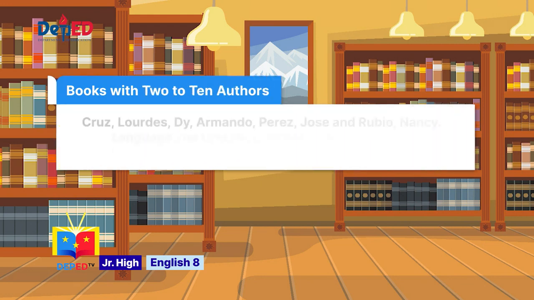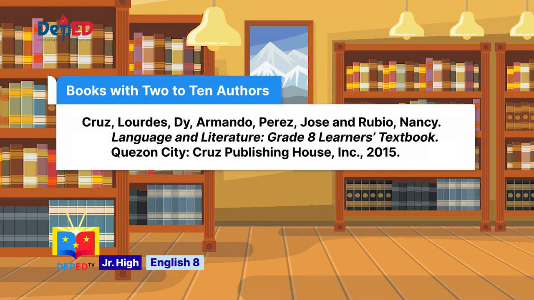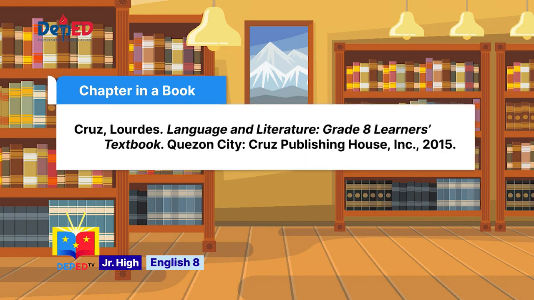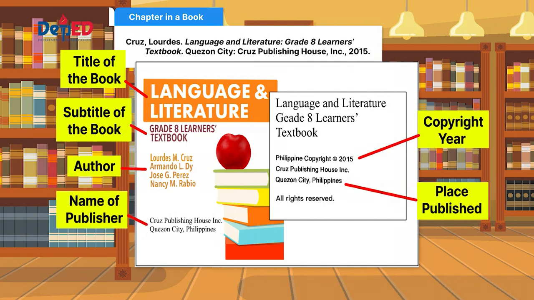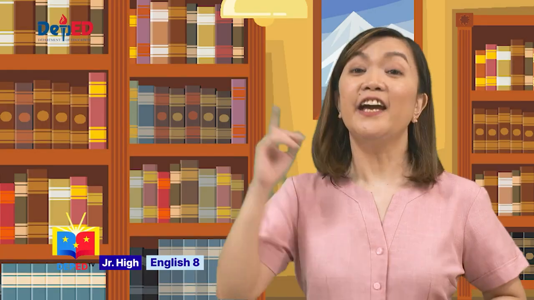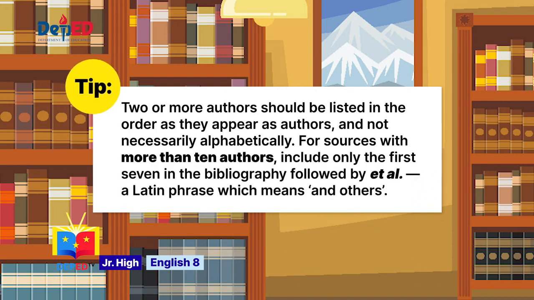Here is another example of books with 2 to 10 authors. And lastly, here is an example of a chapter in a book. Here's a tip. 2 or more authors should be listed in the order as they appear as authors and not necessarily alphabetically. For sources with more than 10 authors, include only the first 7 in the bibliography followed by et al., a Latin phrase which means and others.